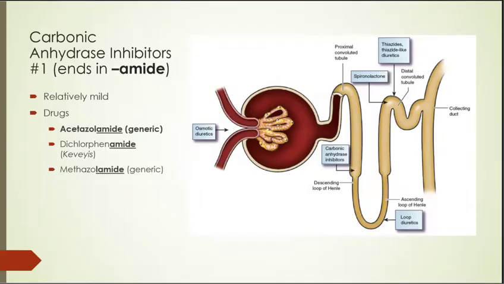Carbonic anhydrase inhibitors such as acetazolamide. Anything with amide is with this carbonic anhydrase inhibitor class. They're mild diuretics. They work in the proximal convoluted tubule, which is the first part of the nephron after filtration. They block the enzyme carbonic anhydrase, preventing the kidneys from reabsorbing bicarbs and sodium. Because water follows sodium, more sodium, bicarbs, and water are excreted in the urine, causing a mild diuresis.